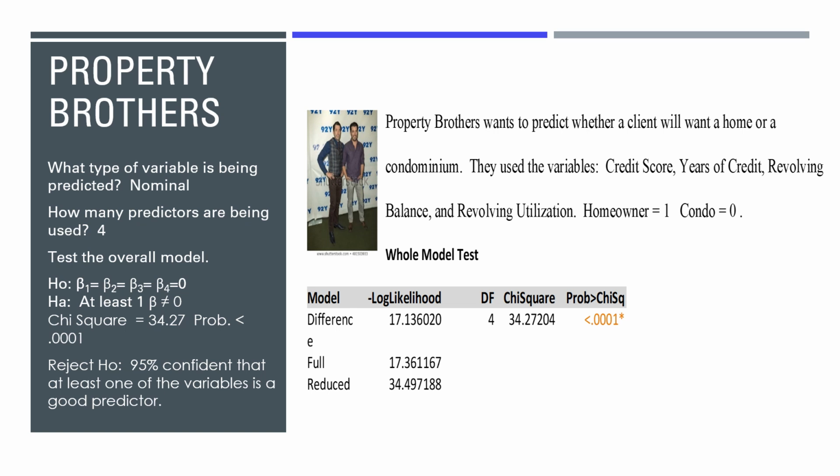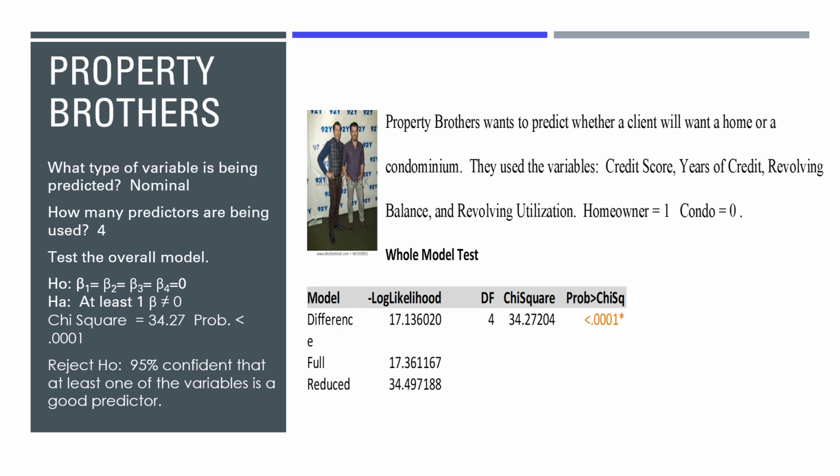When we look at the values just given, your dependent variable is nominal. They will either be a homeowner or a condo person. So 0 or 1. That will be converted to a logit by JMP in order to do the regression equation.